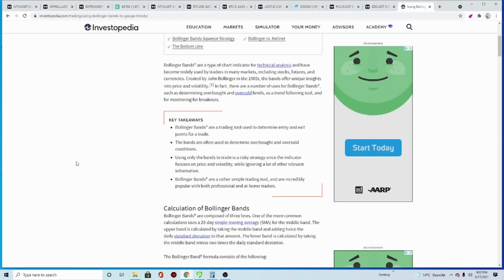Guys, today we're going to talk about Bollinger Bands. Bollinger Bands are a type of chart indicator for technical analysis and have become widely used by traders in many markets, including stocks, futures, currencies, and crypto. Any market, you name it, people use Bollinger Bands. They were created by John Bollinger in the 1980s. The bands offer unique insights into price and volatility.